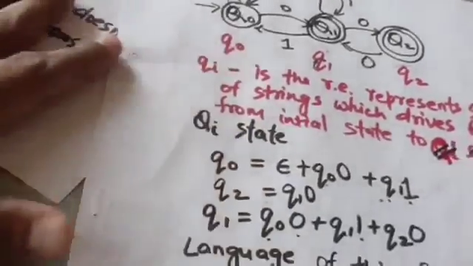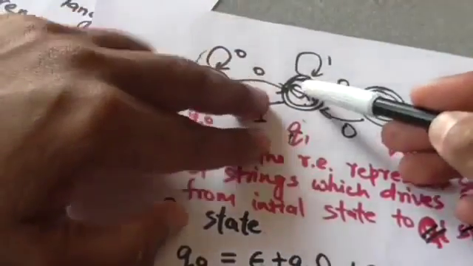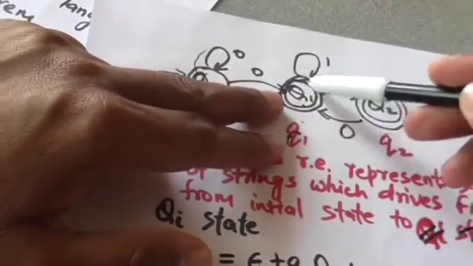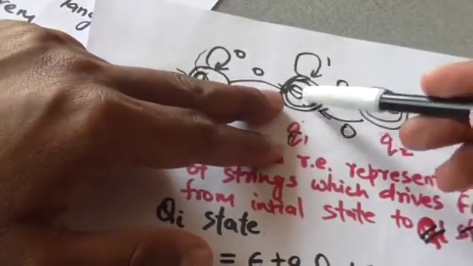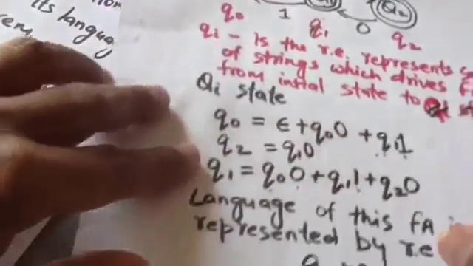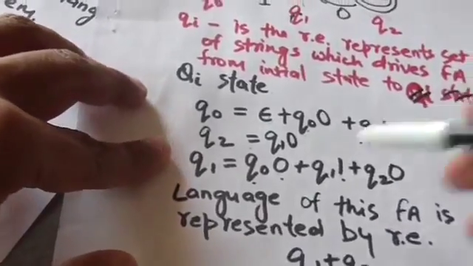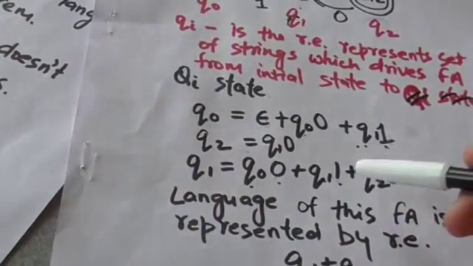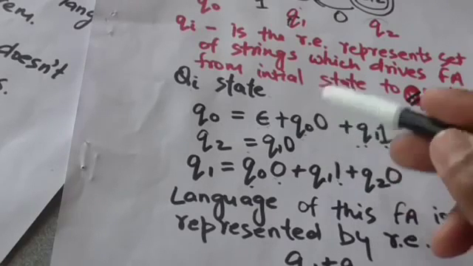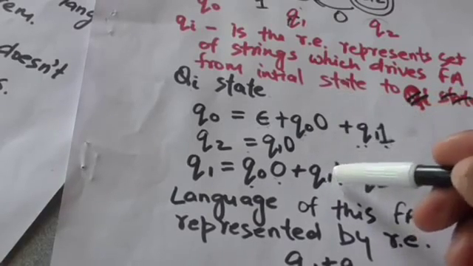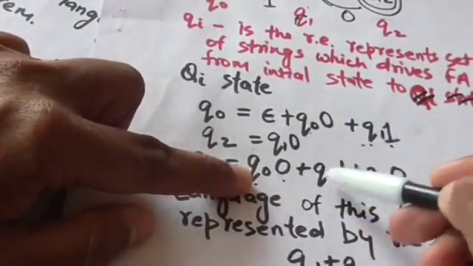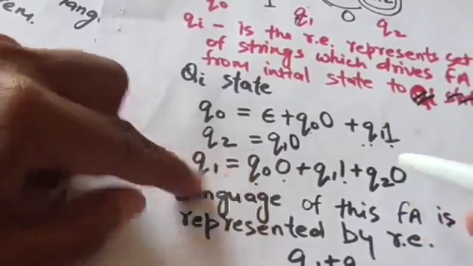Right. So similarly, when the finite automata is in state Q1 and it reads an input symbol 1, it jumps to state Q1. Right. So Q1 1. This regular expression also represents the set of strings which drive the machine from the initial state to state Q1. So Q1 equals Q0 0 plus Q1 1 plus Q2 0.